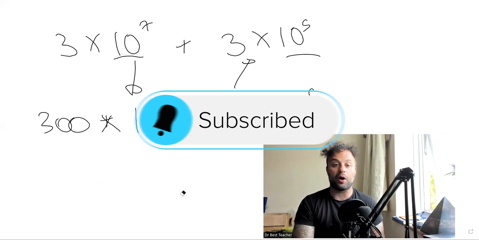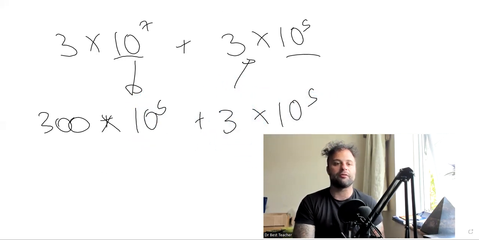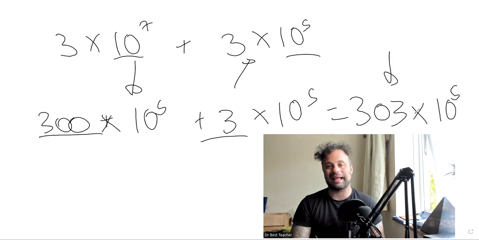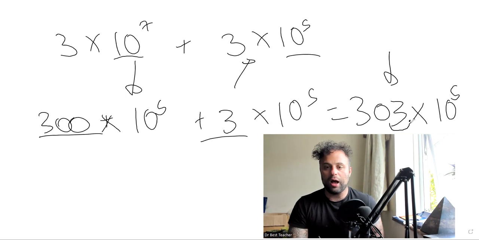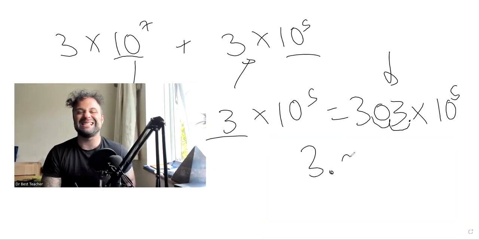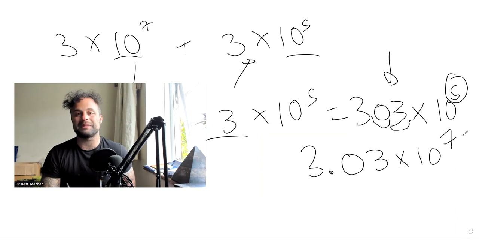Now, because both of them are the same base, I can directly add them. So I'll just do the 300 plus the 3. So that's 303 times 10 to the 5. Now, this is not in standard form, so I still have to do one other thing. I'll get the decimal point over here and move back 2 spaces. So that becomes 3.03 times 10 to the, because I moved back 2 spaces, this 5 now becomes a 7.